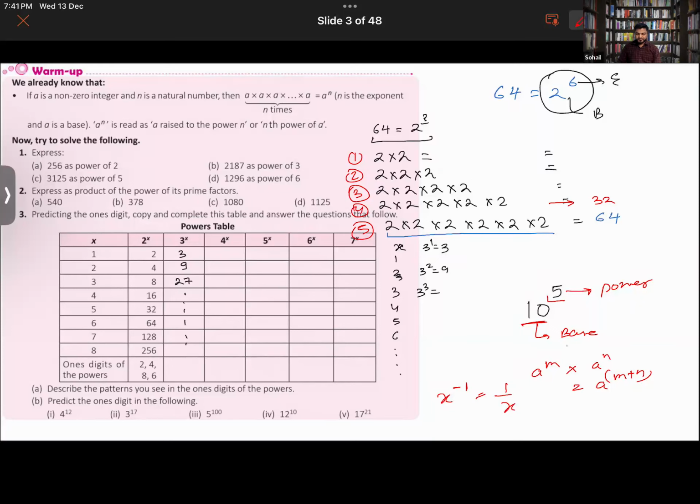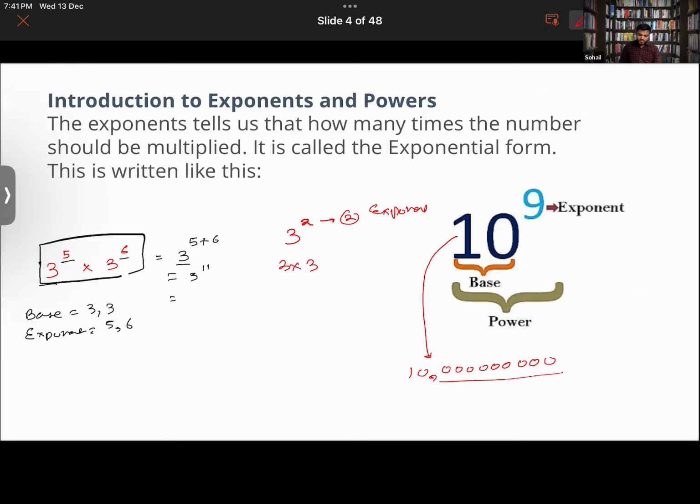You have got two powers which are in division with each other. This whole number in this format is also called a power, right?